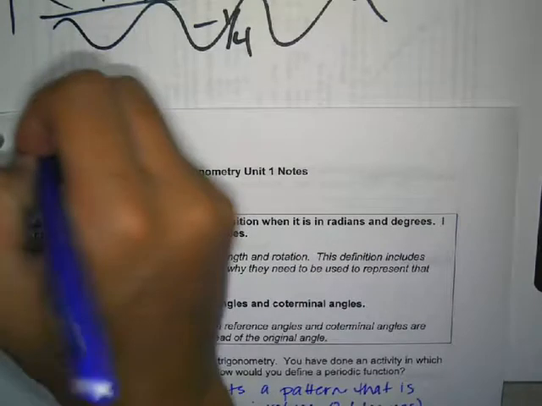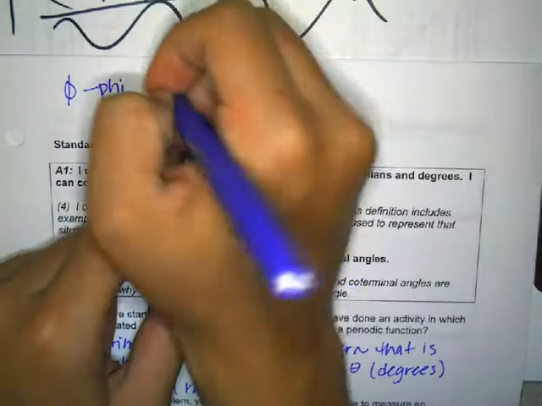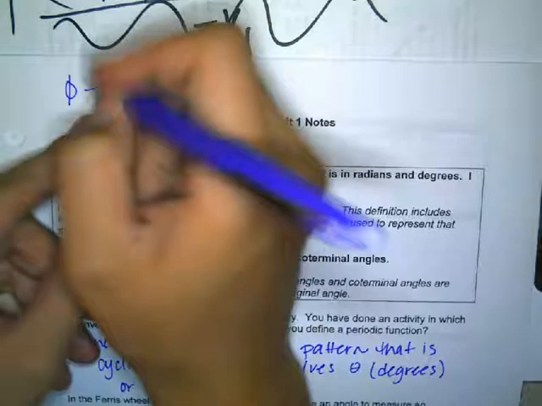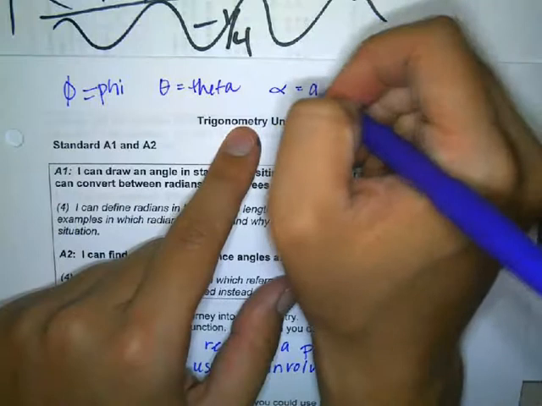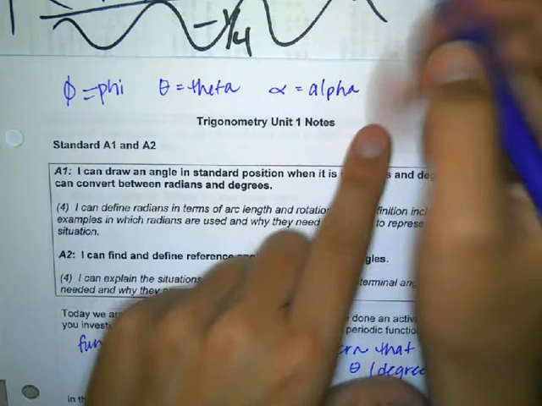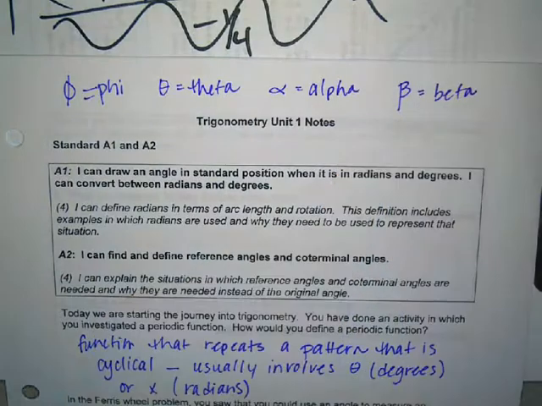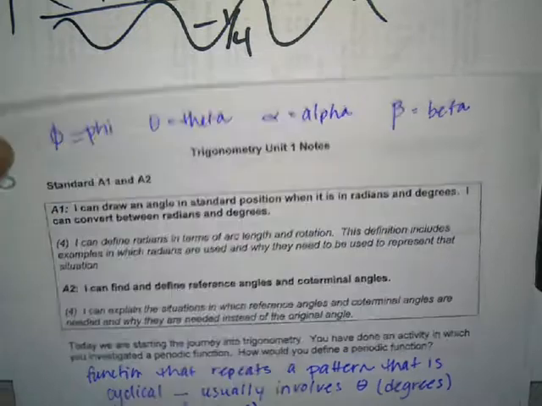At the very top here, I'm going to write some of the symbols that we use. A 0 with a line through it vertically is the Greek letter phi. That's a common variable, probably the most common one we use. Theta. Alpha, which looks like a fish. And then beta. These are pretty common variables that are used to represent angles.